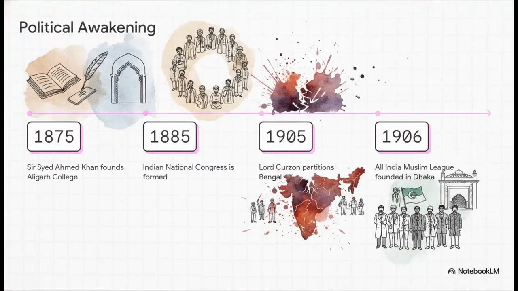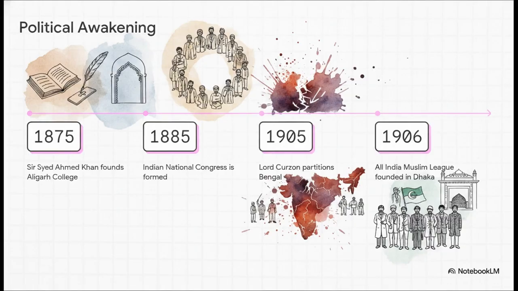So how did the locals respond to this new reality? Well, education and modern political thought really started to wake up. In 1875, noticing that Muslims were falling behind socially and economically post-1857, Sir Syed Ahmed Khan founded what would eventually become Aligarh Muslim University to encourage modern education. In 1885, the Indian National Congress was formed, initially just asking for more representation.